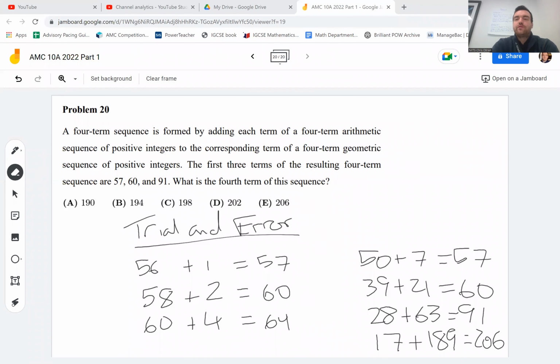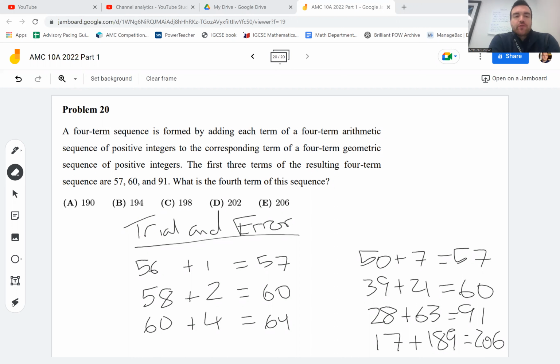Hi guys, welcome back. So we're doing AMC 10A 2022, number 20, which again I believe is not in AMC 12 as far as I know. Nope, it's definitely not.